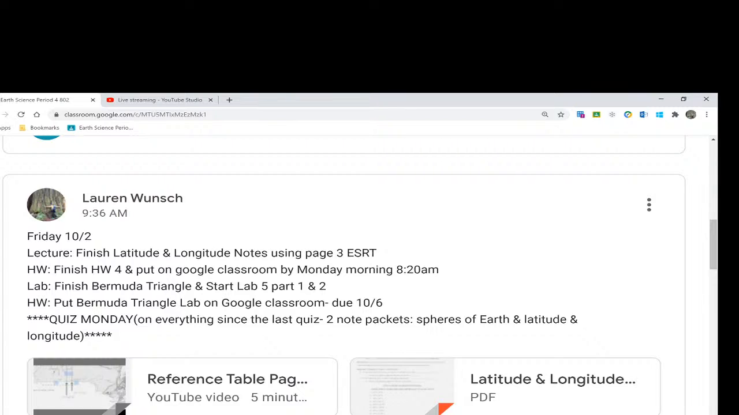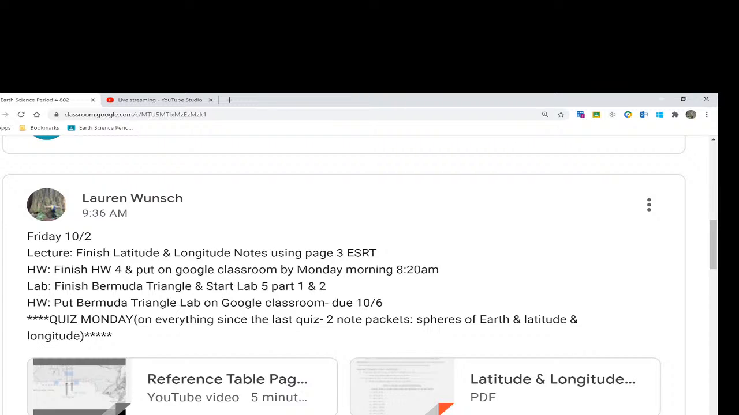So there's 2 note packets you should be studying from. So everything since the last quiz. Our last quiz was on density and rate of change. So the 2 note packets you're studying from are spheres of the Earth and the latitude and longitude notes. So there should be 2 things you're bringing home with you to study. You have a quiz on Monday. We'll go over the homework, and then you take the quiz, and that's all we'll be doing on Monday.